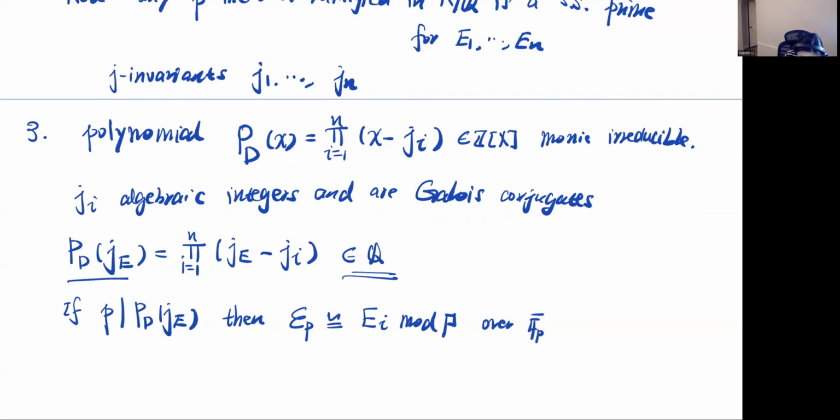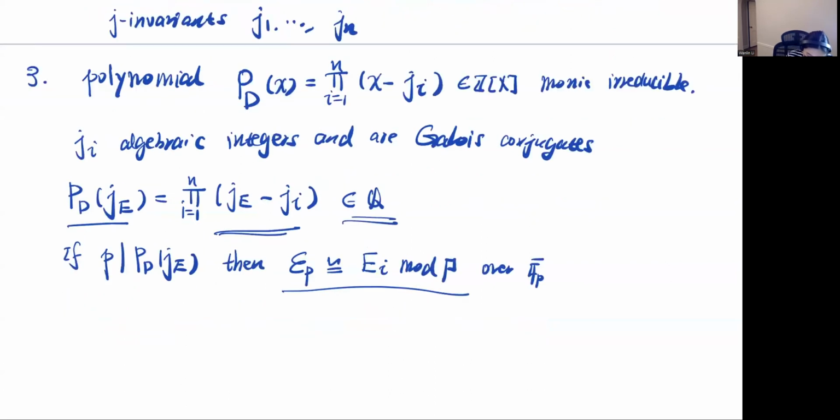Because that means the J invariant at prime P vanishes, right? The difference between the J invariants vanishes, which we discussed has a modular interpretation, has a meaning. It means that these two elliptic curves actually are isomorphic over P bar. Okay, great. So this is the third step.